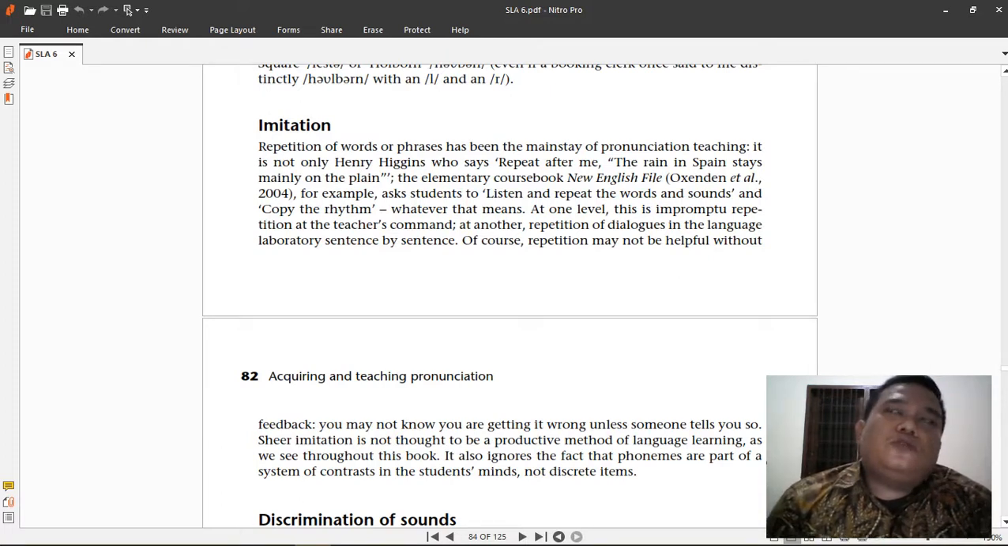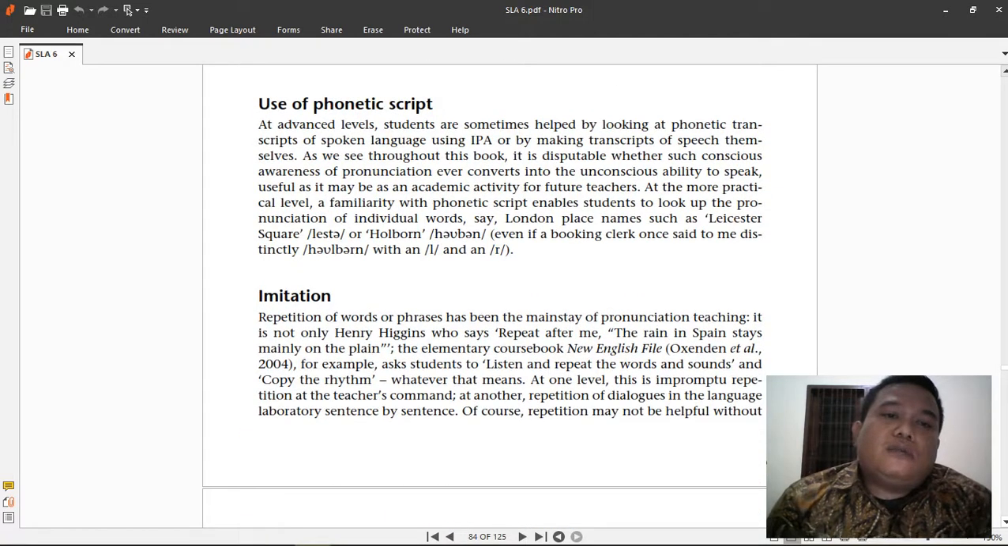Okay, for students who still know few English vocabularies, this one will be a lot better than teaching them by using the phonetic script. So you ask the students to repeat after me, and then you pronounce the word, and then the students repeat after you. Okay, it will be better for students who are still learning English from the basic.